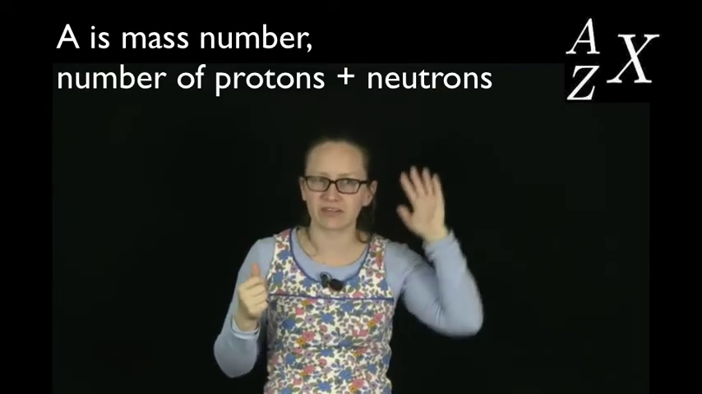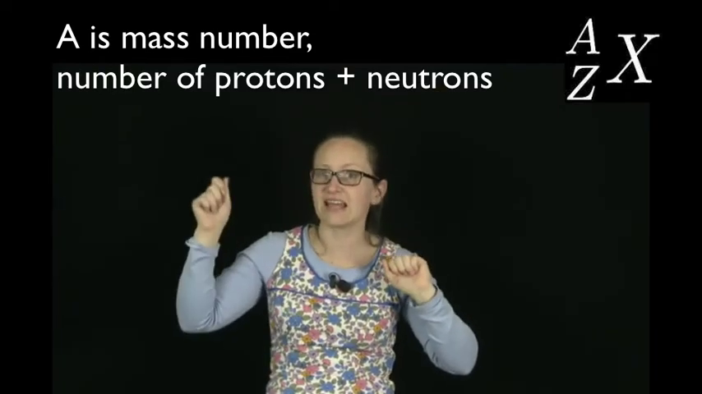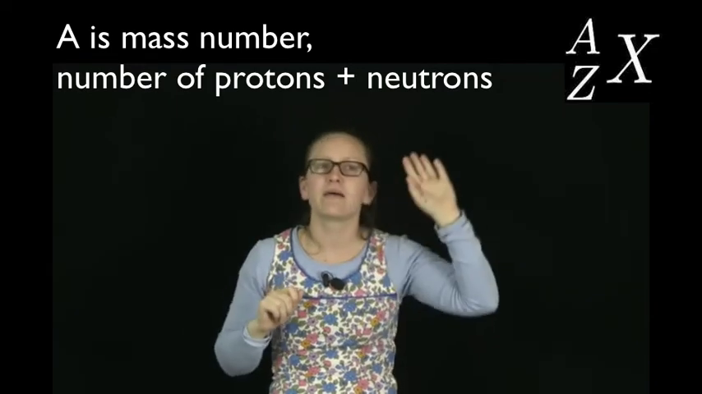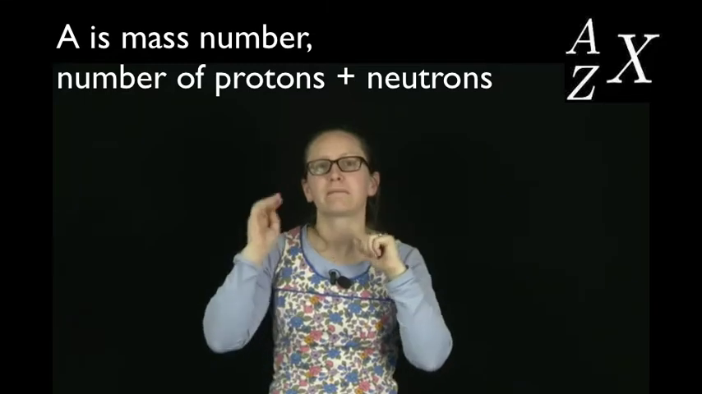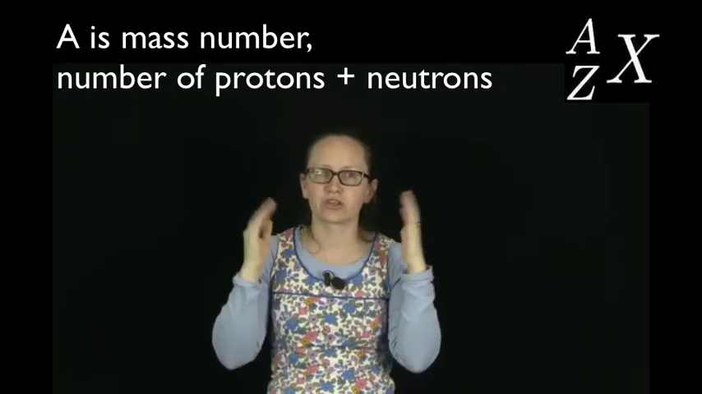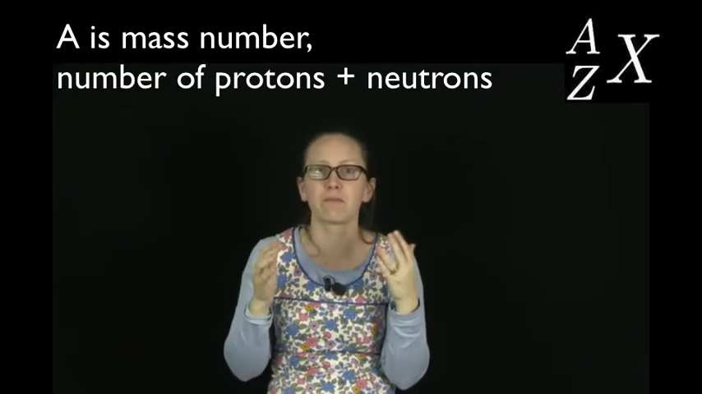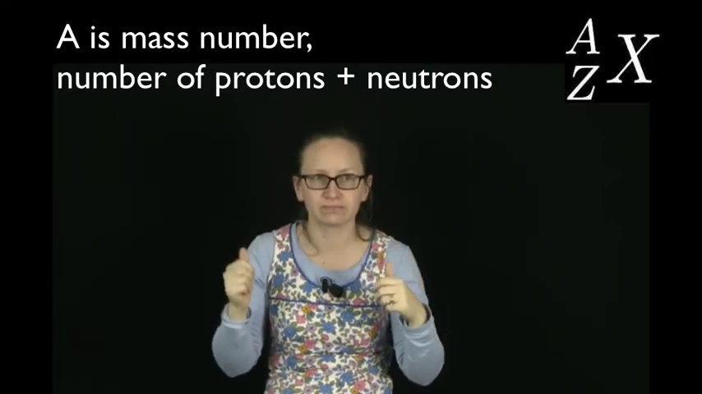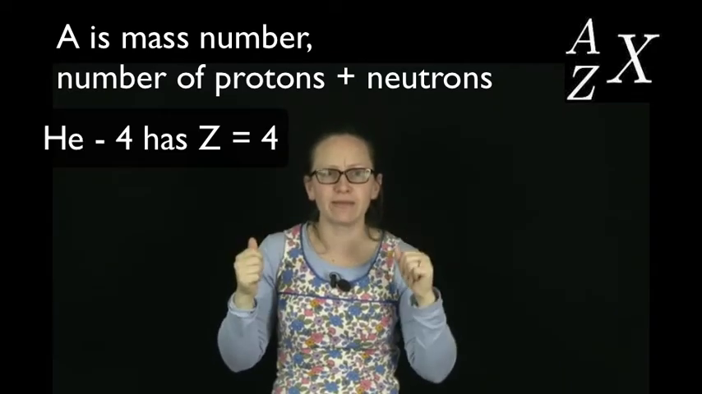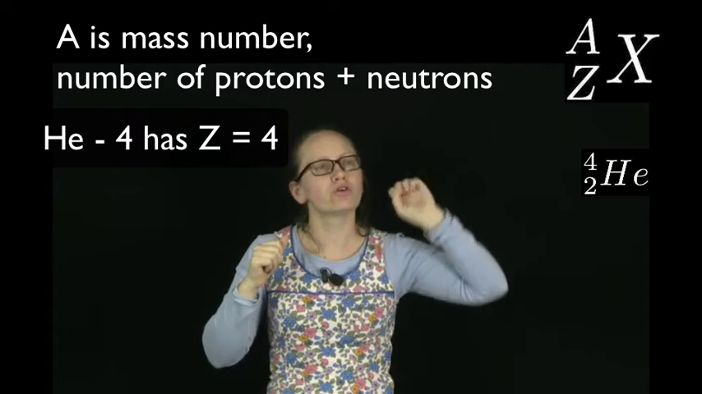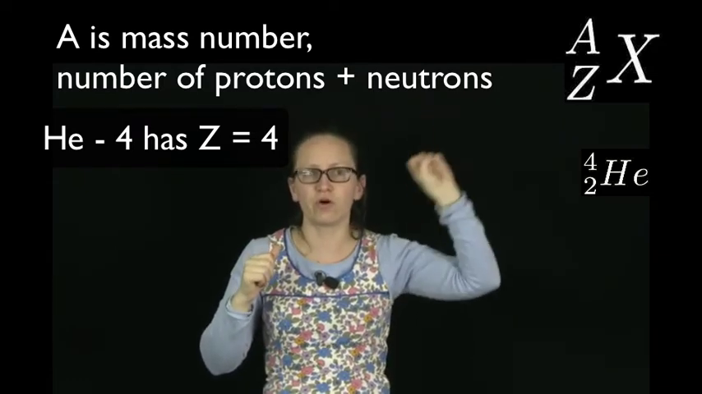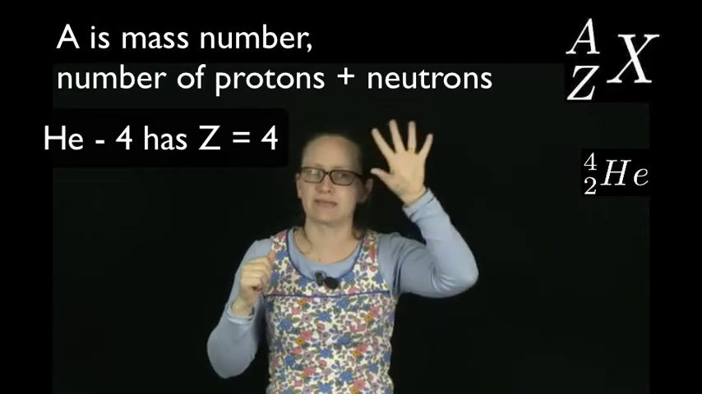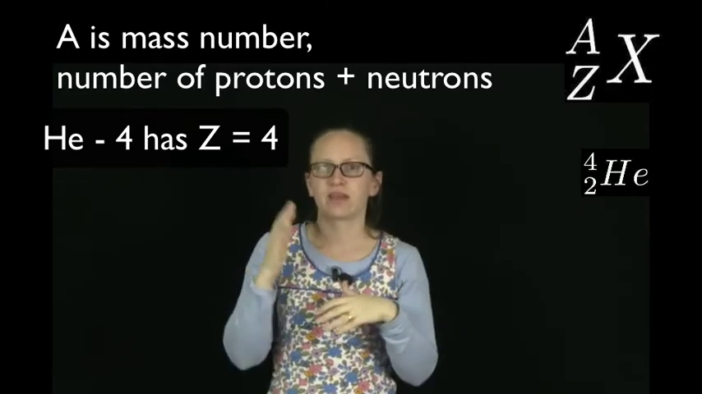Bit confusing because A stands for mass number and Z stands for the atomic number, but the mass number is equal to the number of protons plus the number of neutrons. So the mass number is equal to the number of nucleons. So for helium, we have 4, 2, He, as A is equal to 4, Z is equal to 2, and the symbol is He. Now we can have different isotopes of helium.